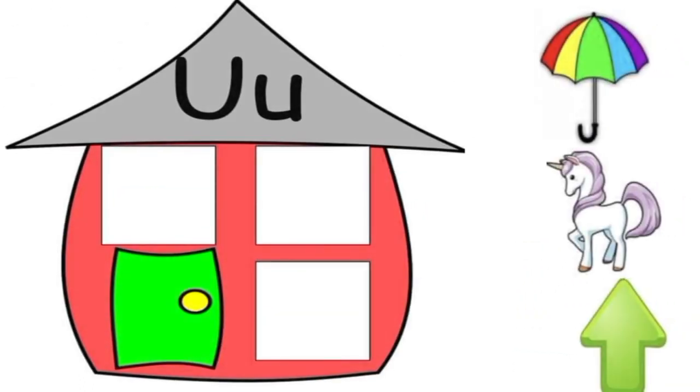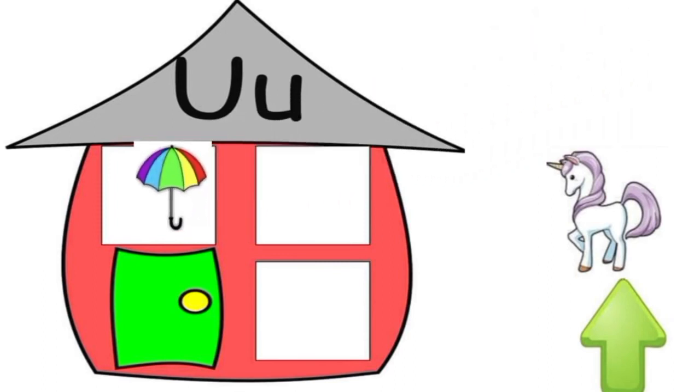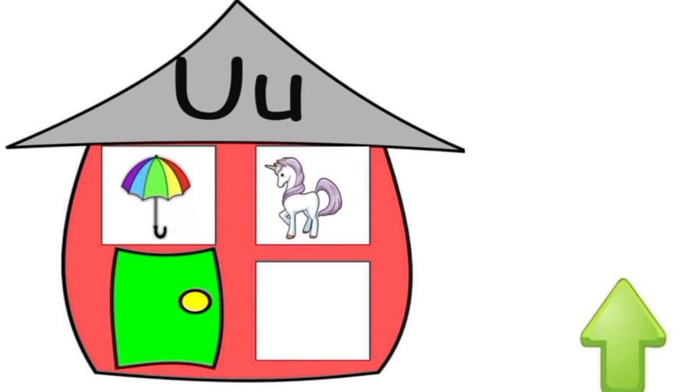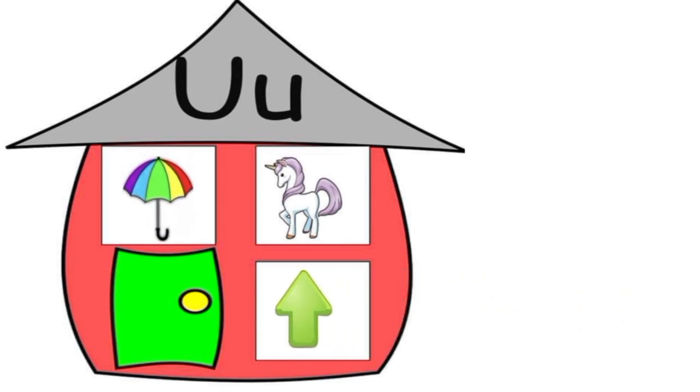U. U is for umbrella. U is for unicorn. And U is for up.